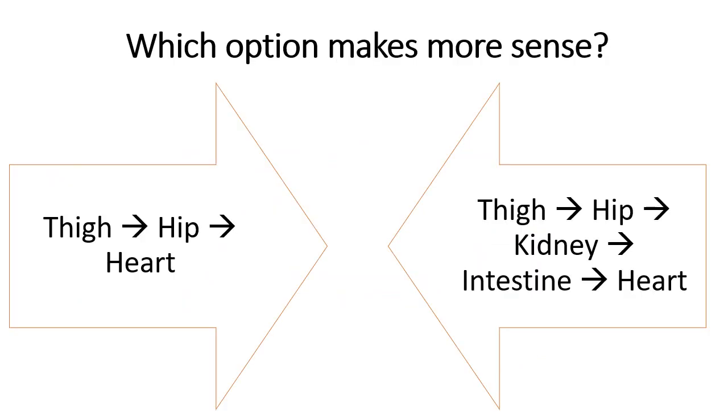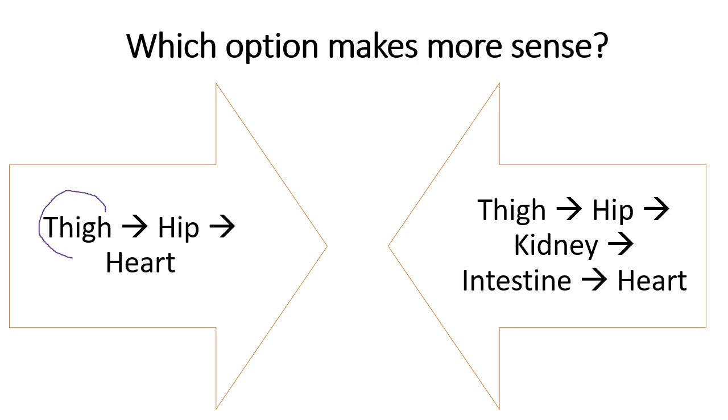So before we get into an example, I always like to say the human body always does what makes sense. Let's say that I give you a trace and say, trace from the hip to the heart, or excuse me, trace from the thigh to the heart. Well, which of the two traces makes more sense?